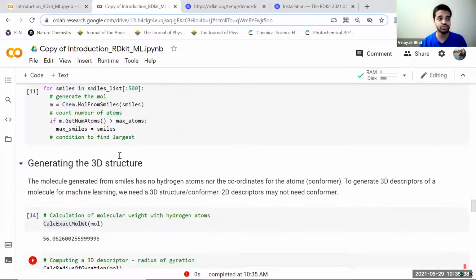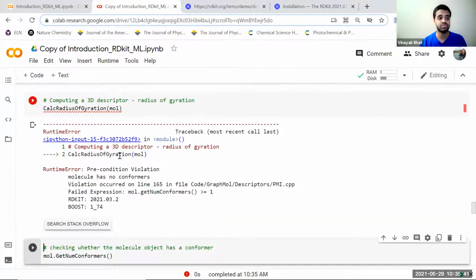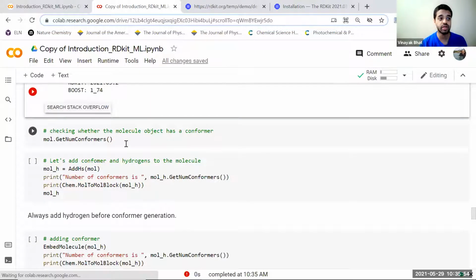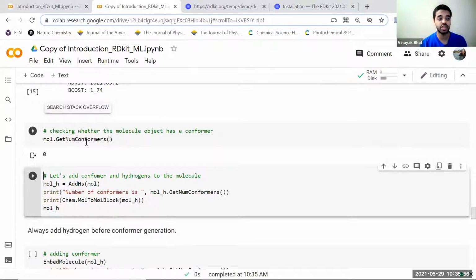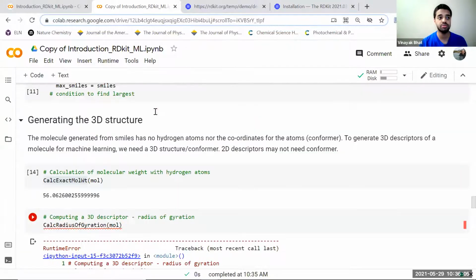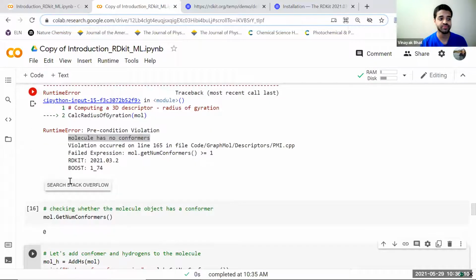The problem comes because it says over here, molecule has no conformers. So there are no XYZ coordinates defined for this. That is where we have a problem. And if you see this get conformers, it says 0. So it needs a conformer to calculate the radius of gyration, but molecular mass it can calculate from the formula that is there.